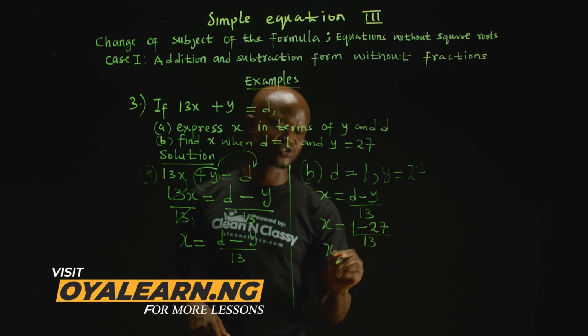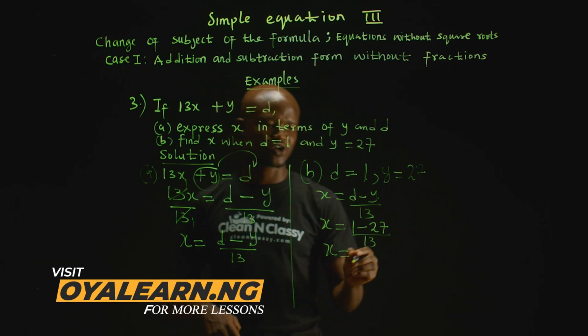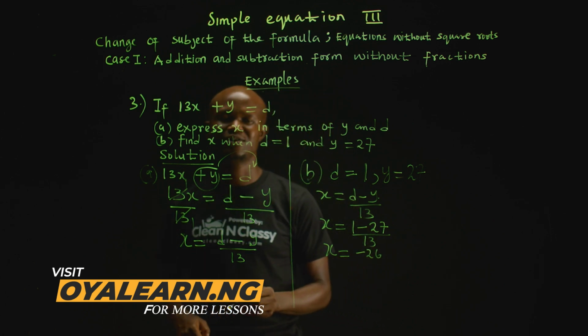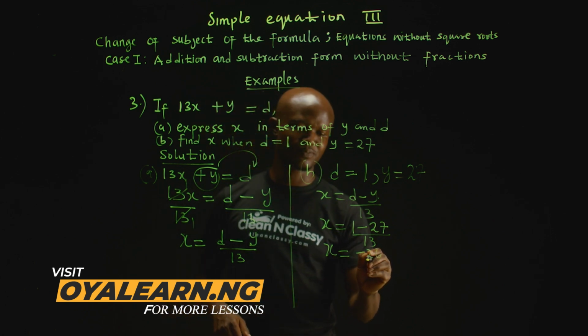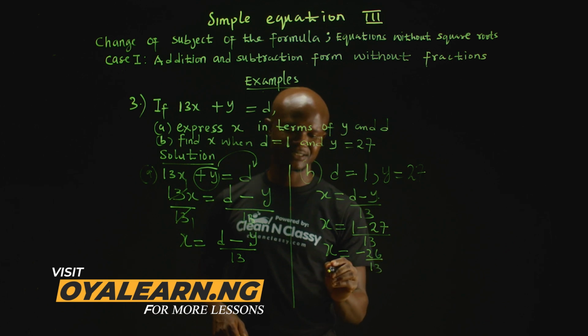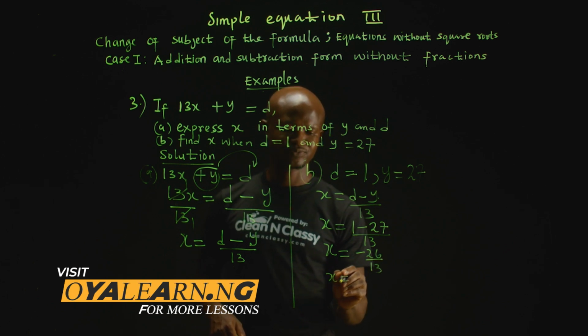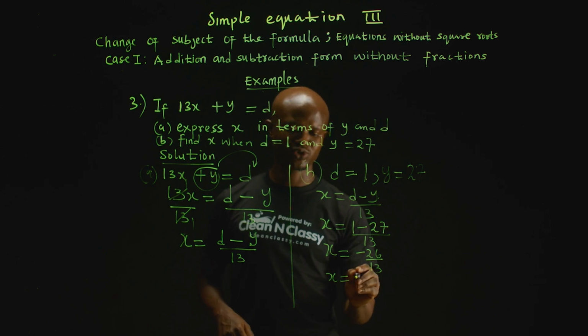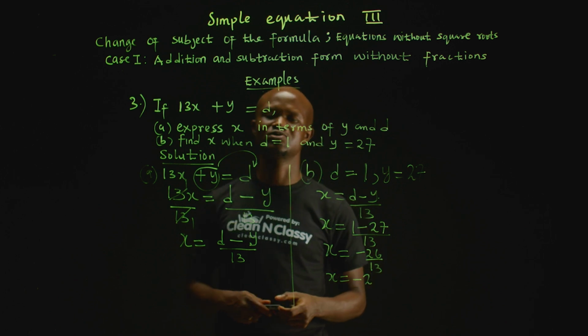So x will be equal to 1 minus 27, which is what? Minus 26. We are taking away a bigger number from a smaller number. So minus 26 divided by 13. x equals, what is 26 divided by 13? That is 2. So x equals minus 2. That is the solution to the problem.